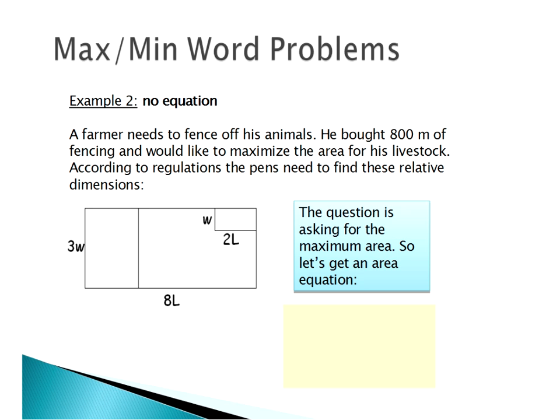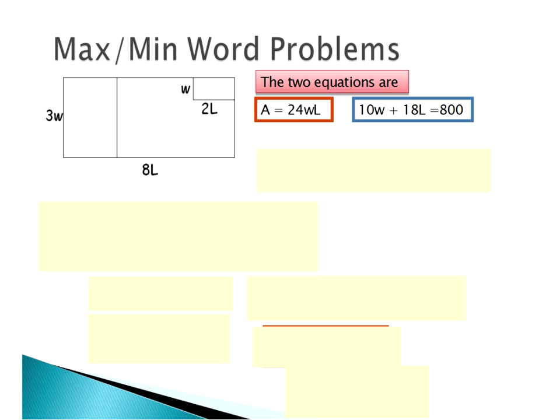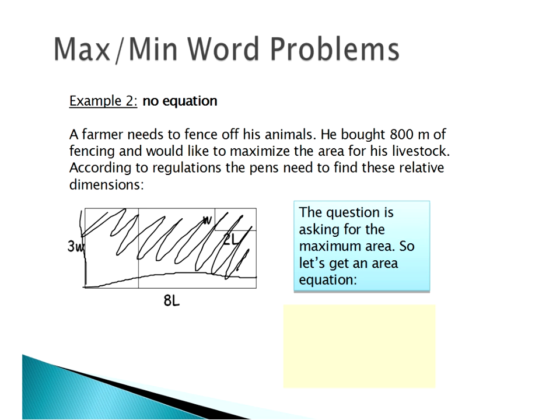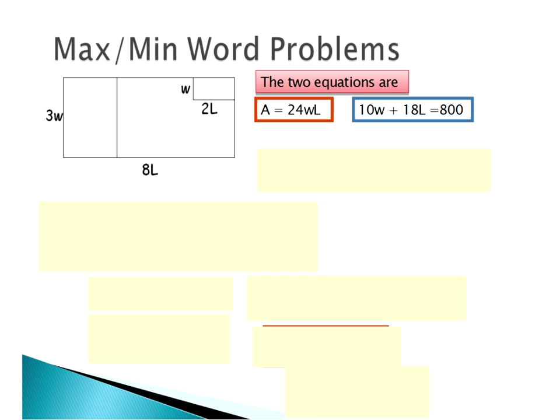So if we look at what's being maximized, let's get the area equation. Now I'm trying to maximize all of this, so the area is simply length times width. That was supposed to be a straight line. So what we have here, whoops, I don't know what's happening to my little thing here, sorry about that. The area is going to equal 3W times 8L, which is 24WL. So now I have 2 equations. They both deal with the same variables, and so this is a system of equations.